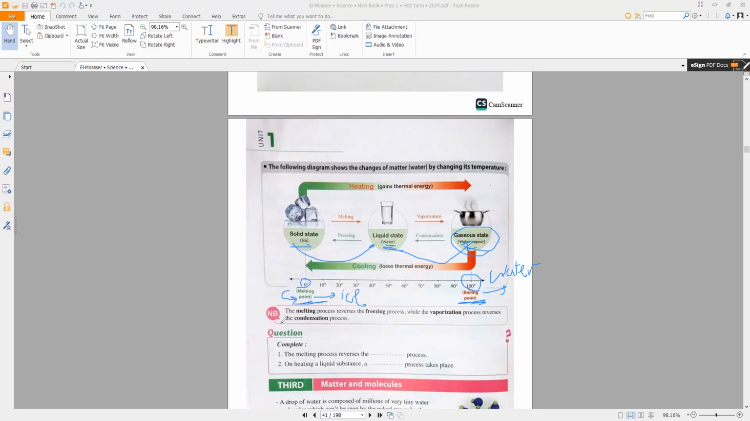From this diagram, we can conclude that the melting process reverses the freezing process. The vaporization process reverses the condensation process. I mean, from solid to the liquid, it is melting. From liquid to the solid, it is freezing. So they are against each other. From liquid to gaseous, it is called vaporization. From gaseous to liquid, it is called condensation. So the vaporization reverses the condensation.